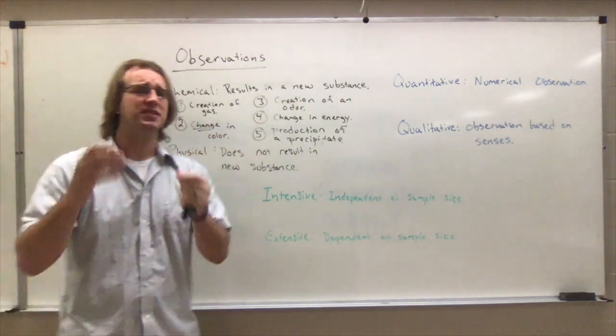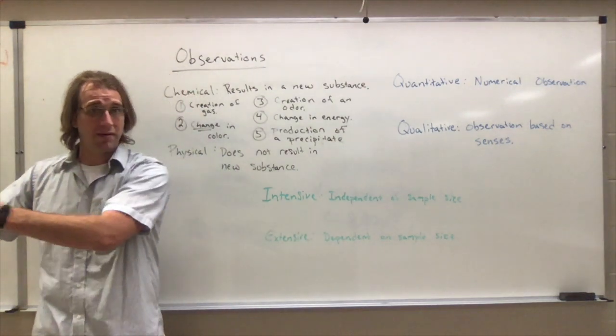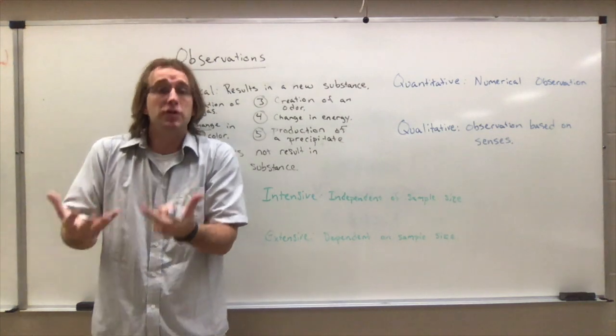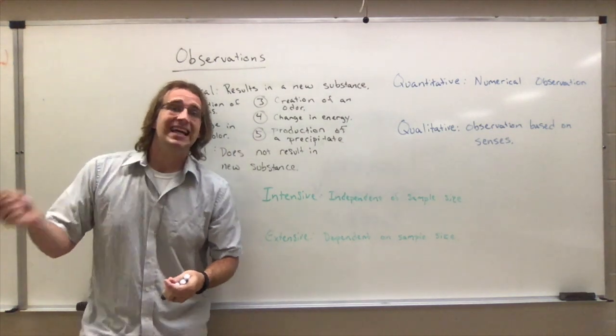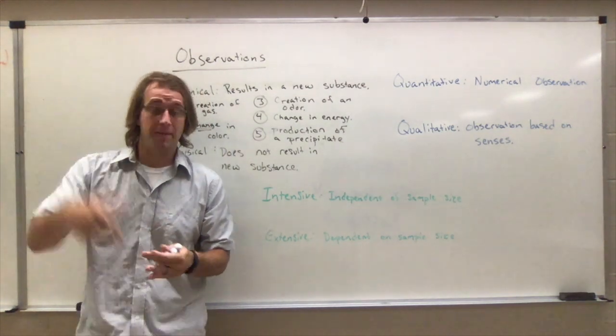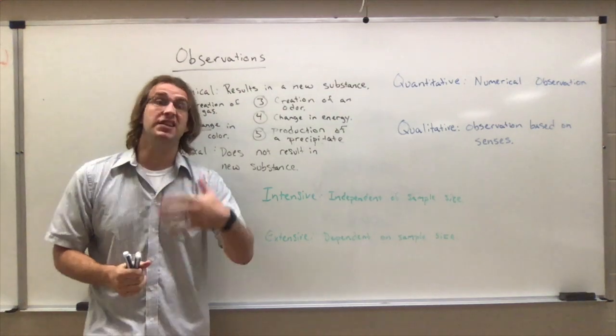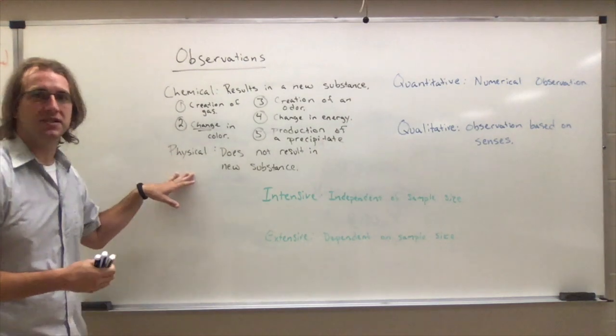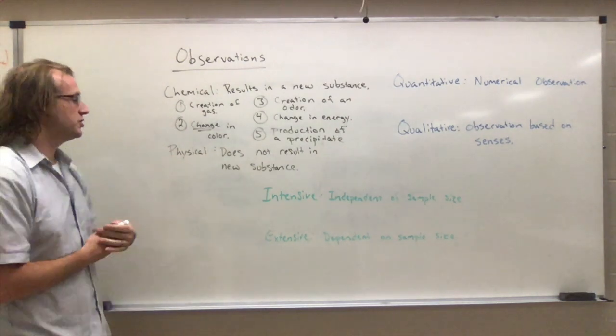If I tell you that a piece of paper is flammable, I'm not actually changing it. It's not technically a change, but it is still describing how it could change. Flammability is a chemical property. If we say the paper is white, well, that's a physical property.